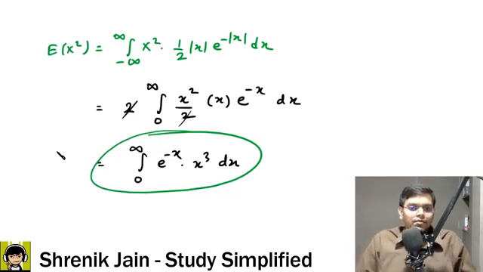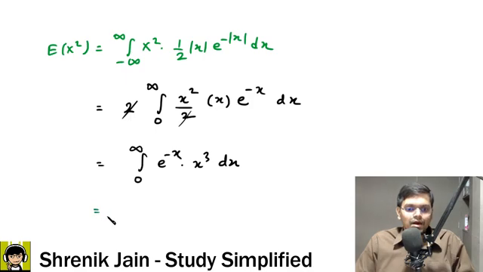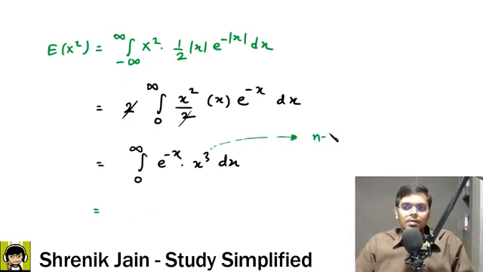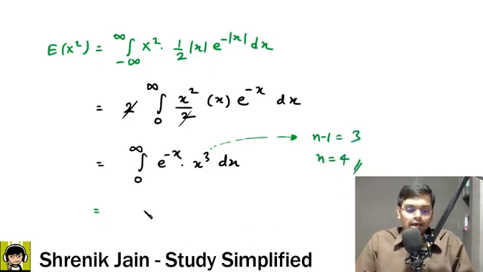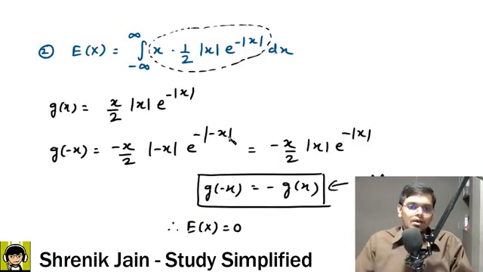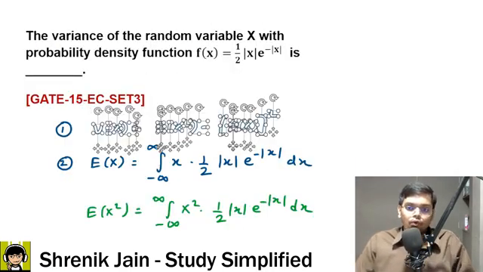Do you remember the gamma function, guys? As per the gamma function, we have to compare this with n minus 1. So n minus 1 is equal to 3, so n is equal to 4. Therefore, this is gamma 4, which is 4 minus 1 factorial, 3 factorial, which is 6. So finally, what I needed was the variance of x.